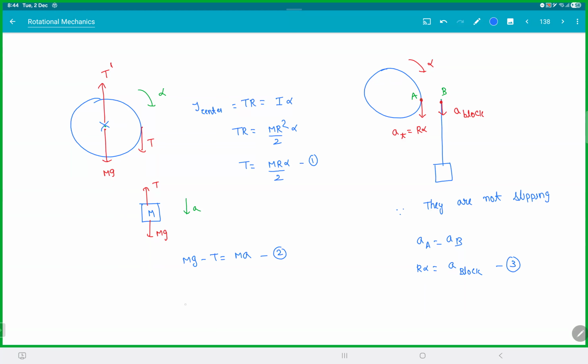You're done. Take T here and substitute. This will be mg minus mr alpha by 2, but r alpha is A, so ma by 2, is equal to ma. We get A is equal to 2g by 3. Easy.